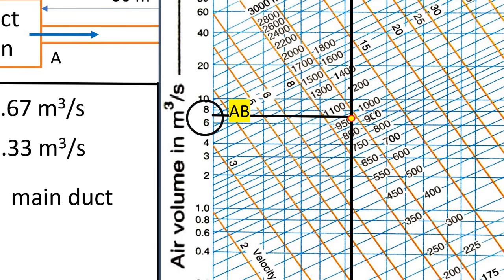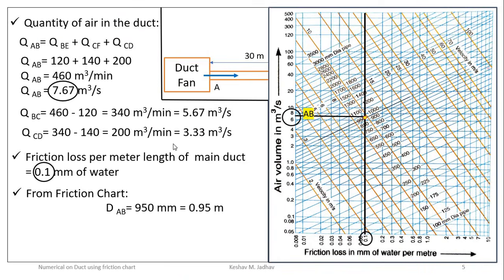Now these are constant diameter lines. So from this intersection point this line is passing. So this line is of constant diameter and its value is 950 mm. So we can write value of diameter for section AB is equal to 950 mm, which is equal to 0.95 meter. Now let us take section BC.